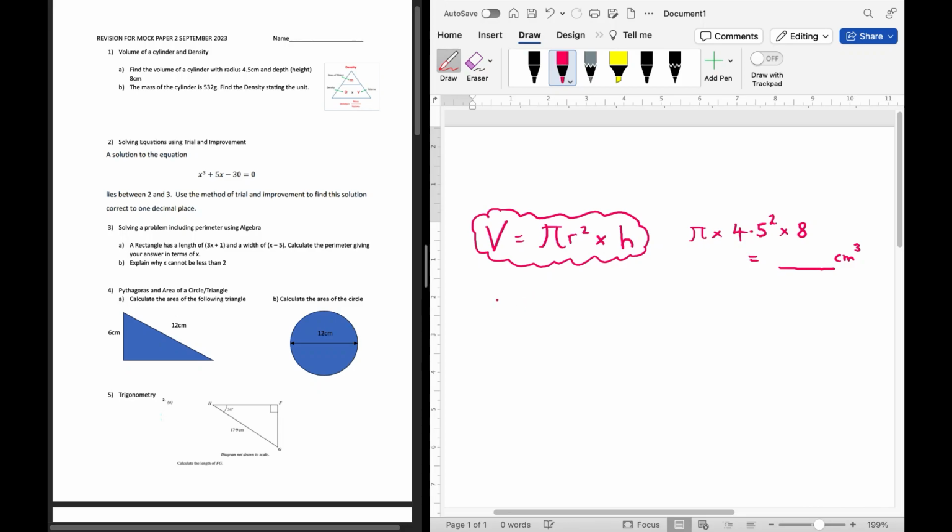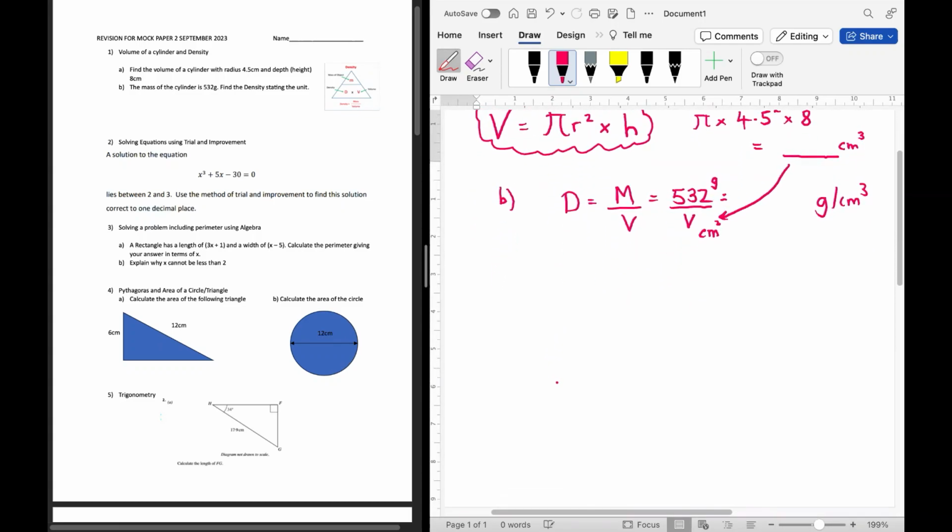And then part B, calculate the density of the cylinder. The density of the cylinder is equal to mass divided by volume. We're told the mass in part B is 532, and whatever answer you've got there can go in here as the volume to get your density. So the mass would be in grams, and the volume is in centimetres cubed, so the units for density are grams per centimetre cubed. Okay, that's that one.